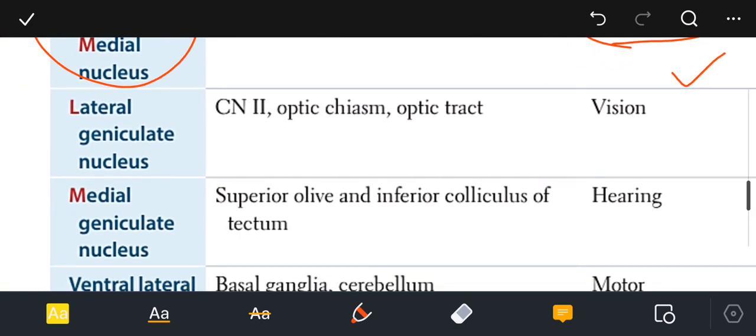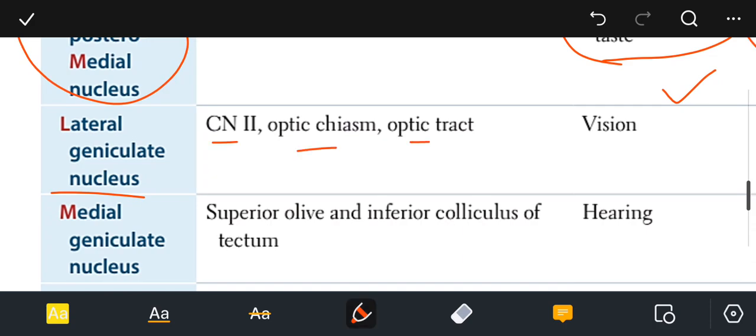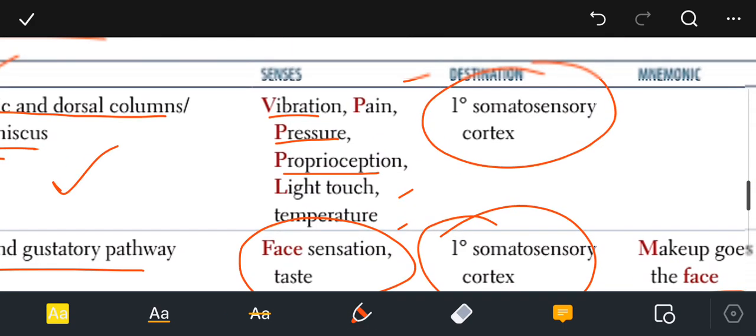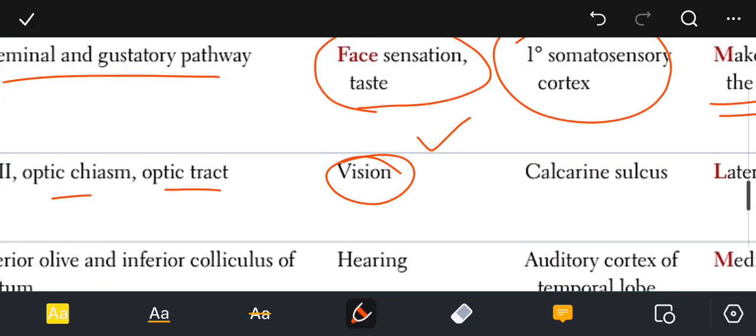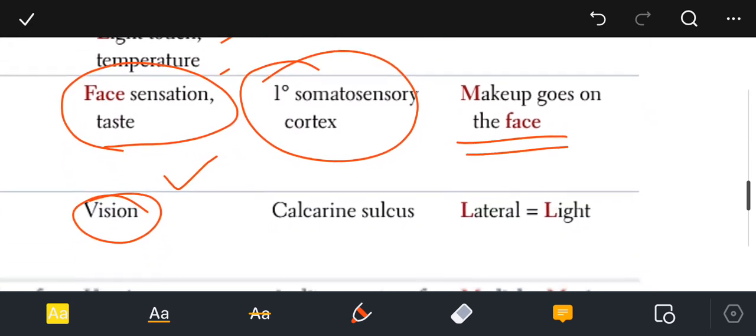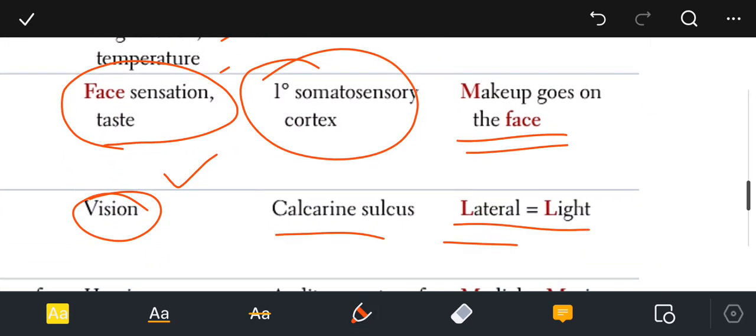So the ventro-posterior medial nucleus is responsible for face sensations, and the input is coming from the trigeminal and the gustatory pathway. Then we have the lateral geniculate nucleus. The input is cranial nerve 2, the optic chiasm and optic tract. The sense taken up by the lateral geniculate nucleus is vision. The destination is the calcarine sulcus, and lateral is for light.